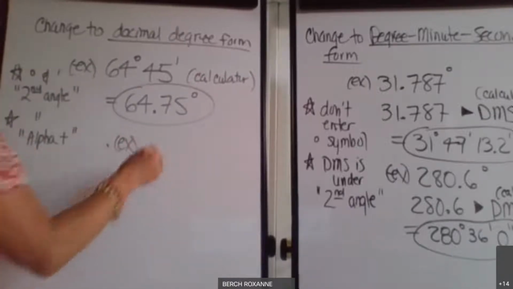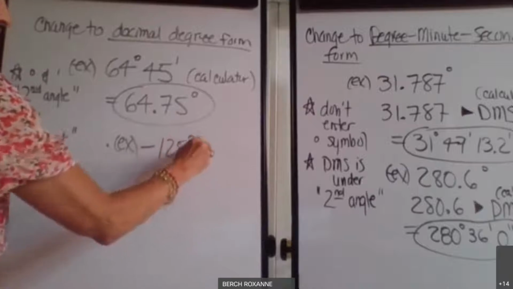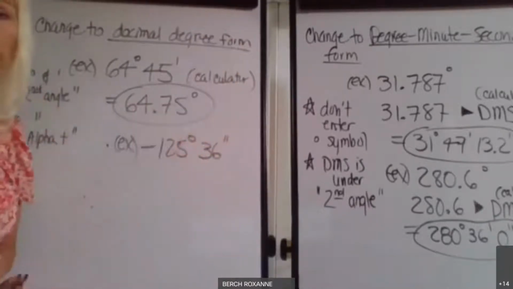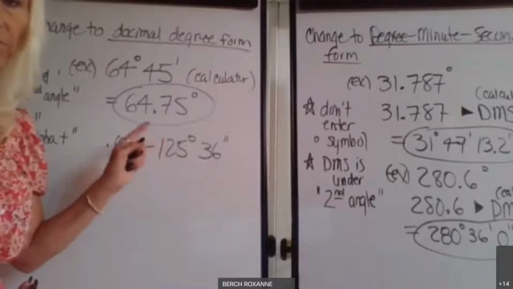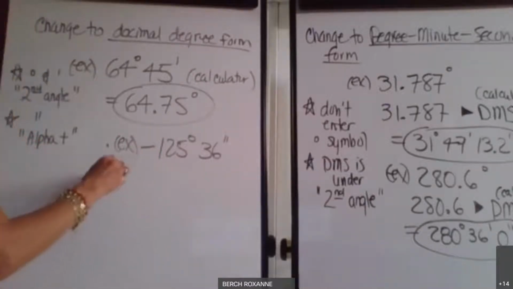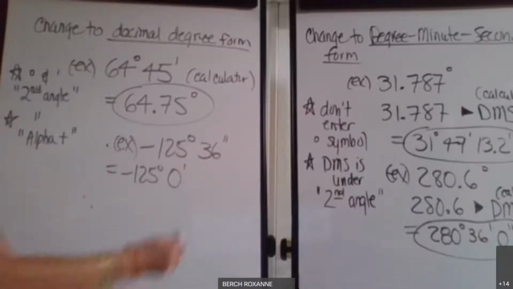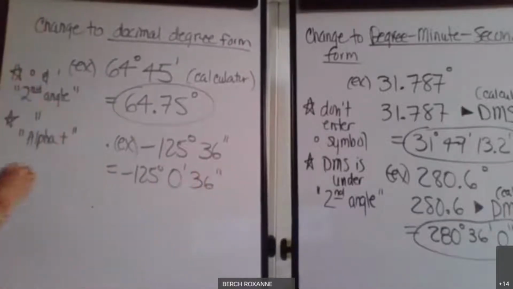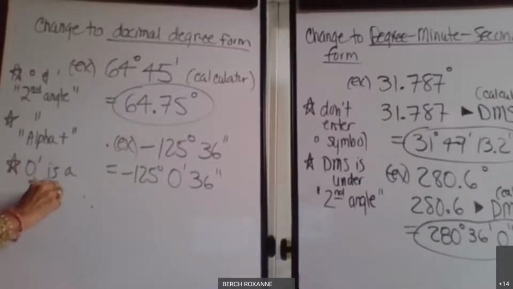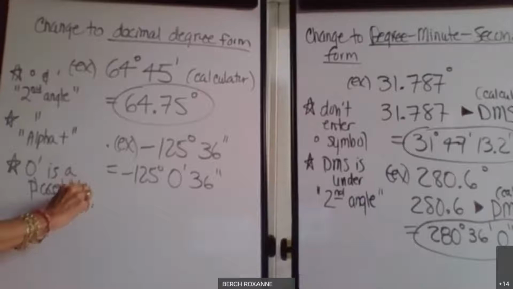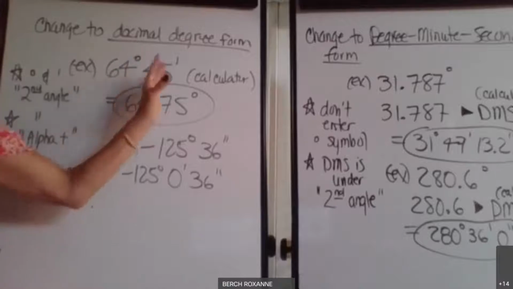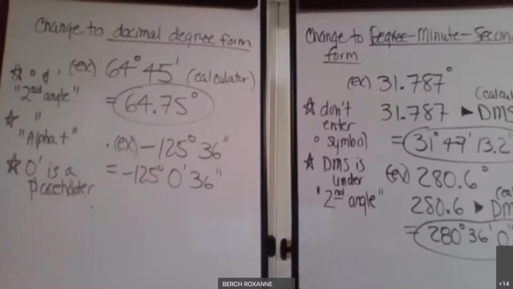All right. How about negative 125 degrees and 36 seconds? Now listen carefully. The calculator is going to get confused by this. So what you're going to want to do is put in 0 minutes to not confuse the calculator. And so 0 minutes would be a placeholder. Now, if you're wondering, why didn't we do this for seconds up here? Because since seconds was at the end, the calculator knew it was 0. But if you have 0 minutes in the middle, if you don't put the placeholder, it's going to mess up the calculator.